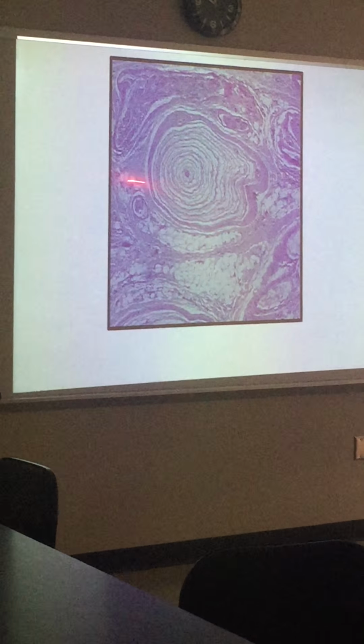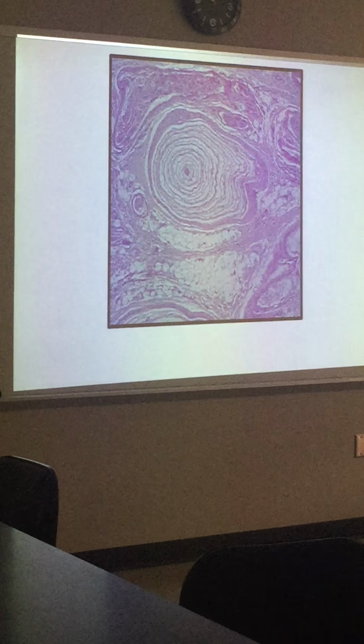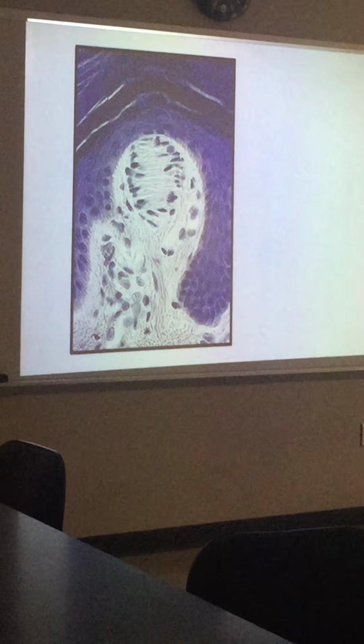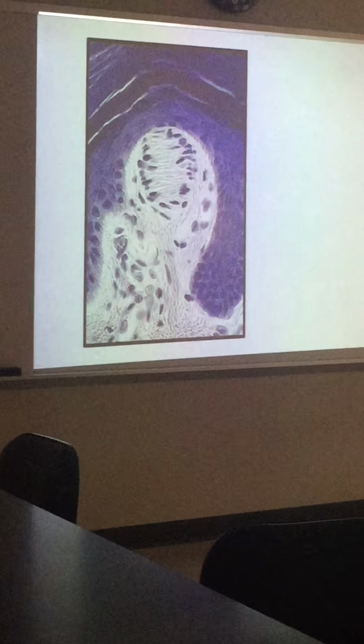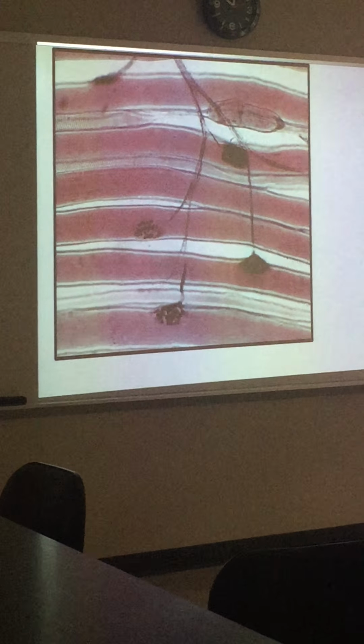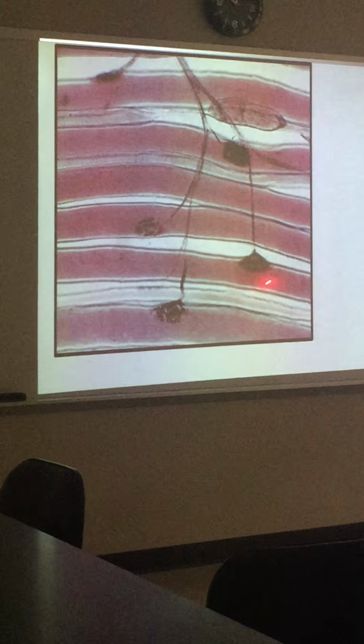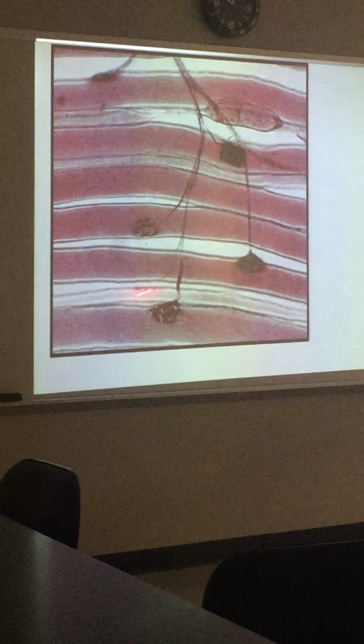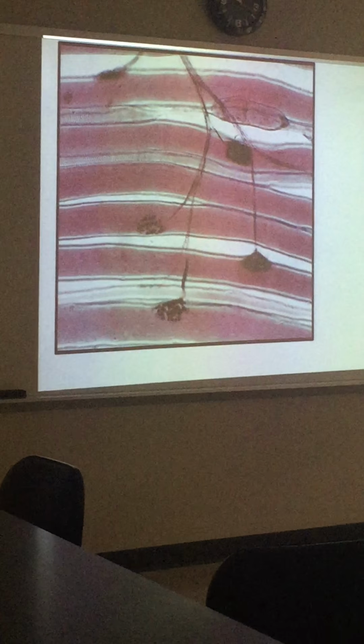Sense receptor, Pacinian corpuscle. Sense receptor, Meissner's corpuscle. Be real careful. All of this together is the neuromuscular junction.